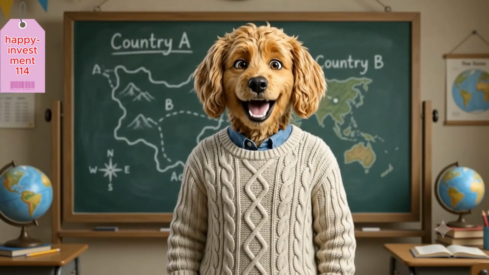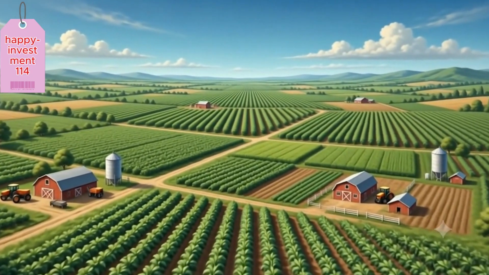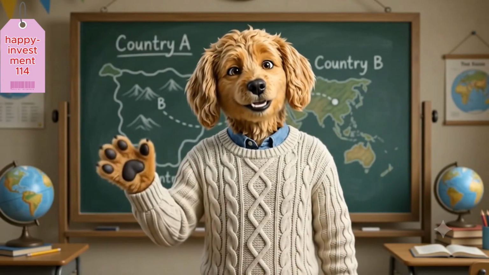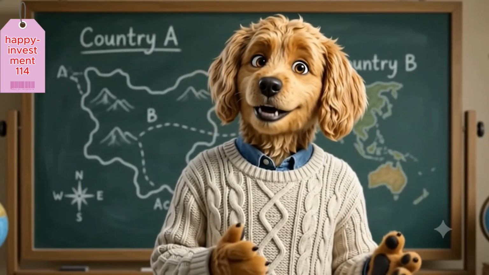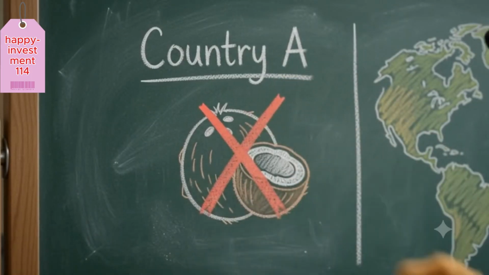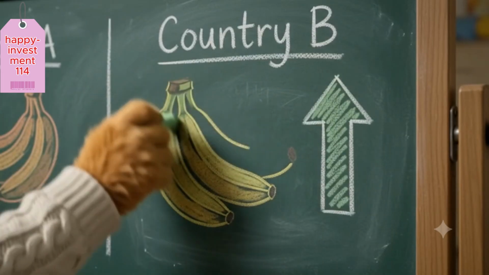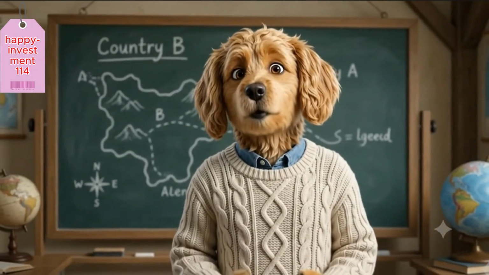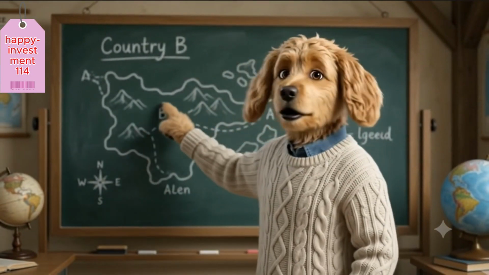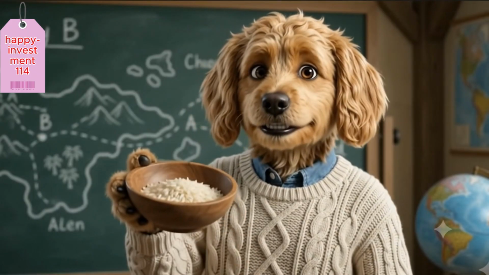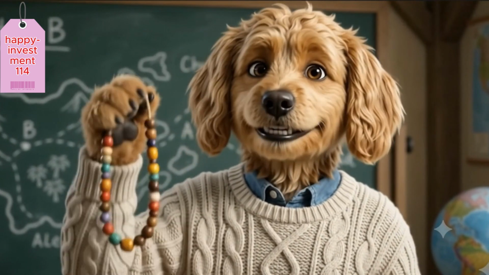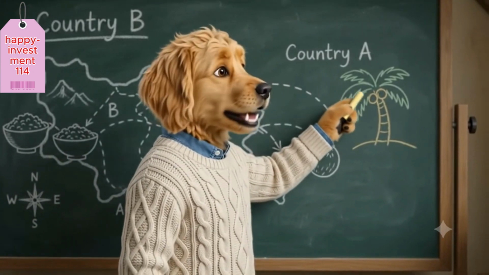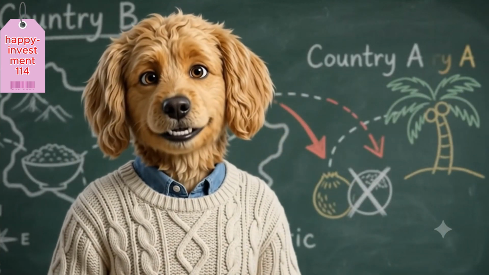Country A has a lot of farmland. Because of this, 1 unit of rice costs 10 seashells, while 1 unit of coconut costs 90 seashells. However, people in country A have lost interest in coconuts. They now prefer to buy bananas instead, so they have stopped purchasing coconuts. Country B has more jungle than farmland, so rice is scarce and costs 90 beads. In country B, the demand for rice remains unchanged, but the demand for country A's coconuts decreases.